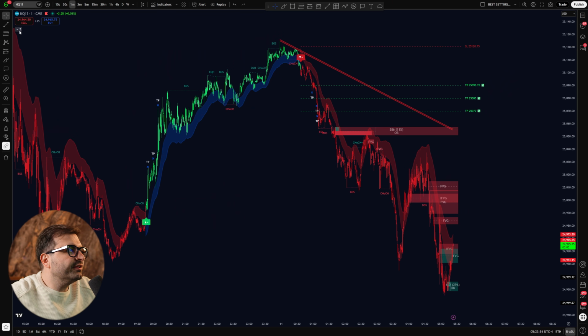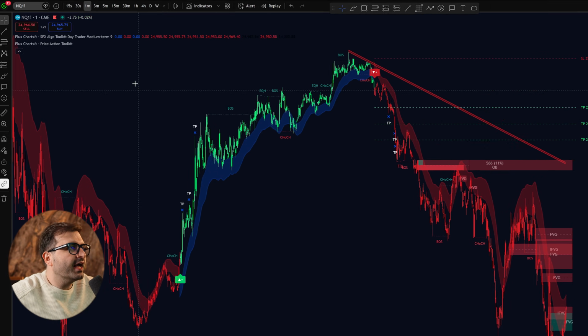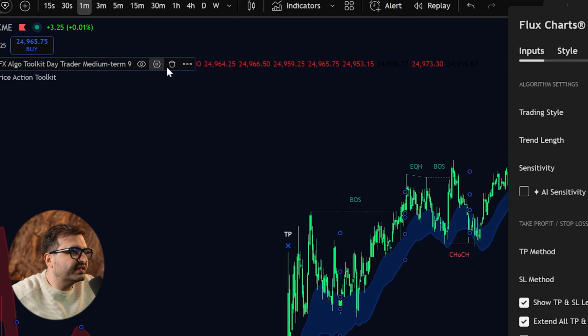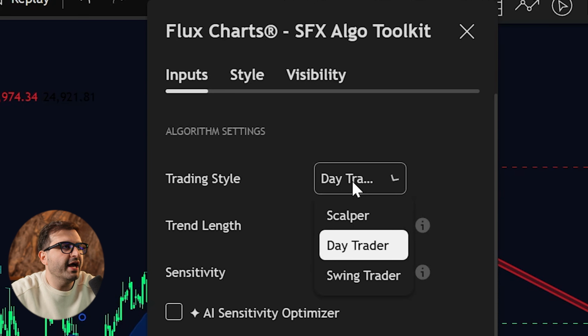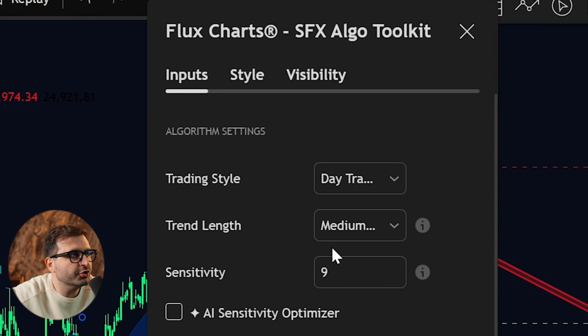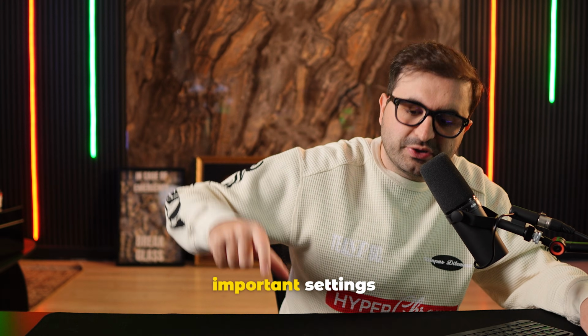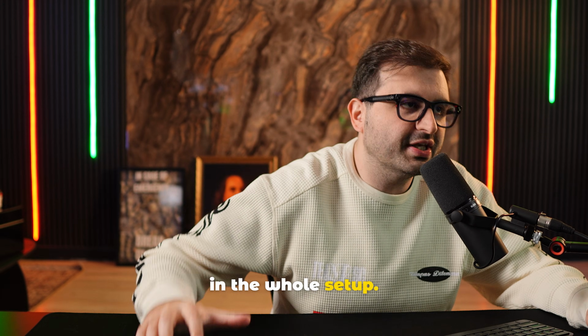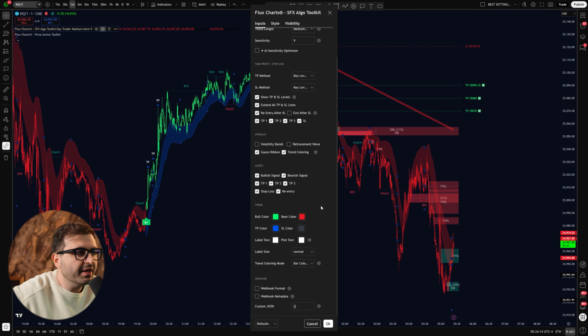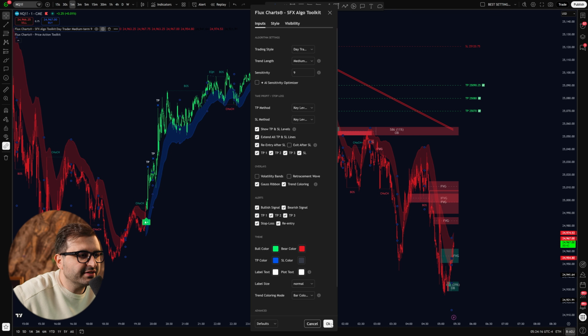After you add them, we need to do a couple of settings, and to do that, let's go to the settings for the SVX Algo. You need to change your trading style to day trader, trend length to medium term, and the sensitivity to 9. These are the most important settings in the whole setup. If you've done those, copy the rest of my settings and hit the OK button.